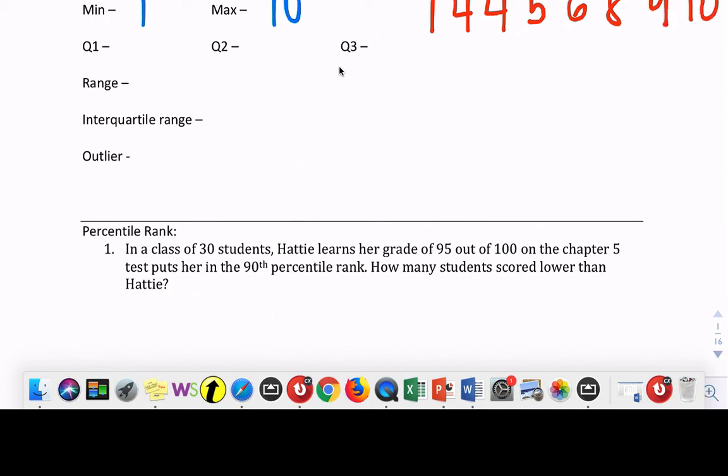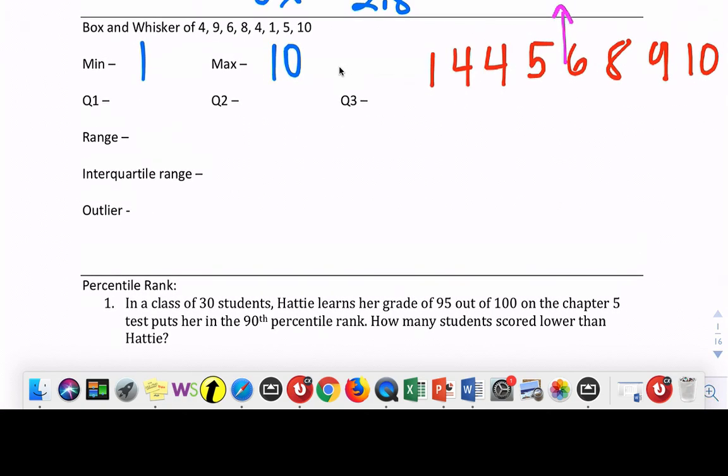Okay, so if the numbers are in order, to find Q2, Q2 is another term for the median. You cross off until you get to the middle. We knew that was 5.5. To find Q1, we take a look at the first half of numbers, so everything below the median, and we look for the middle. So here if we cross off, the middle is between 4 and 4, so Q1 is going to be 4.